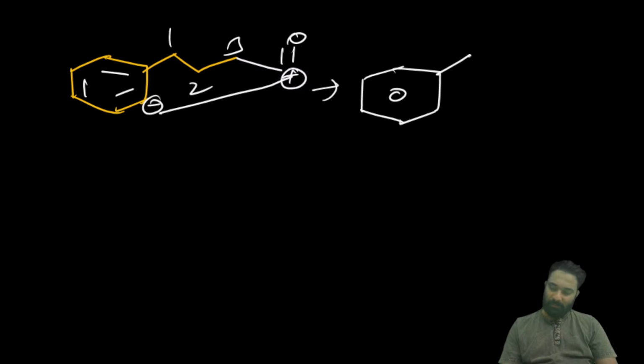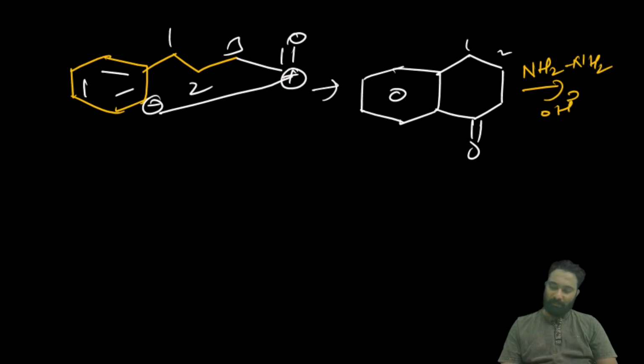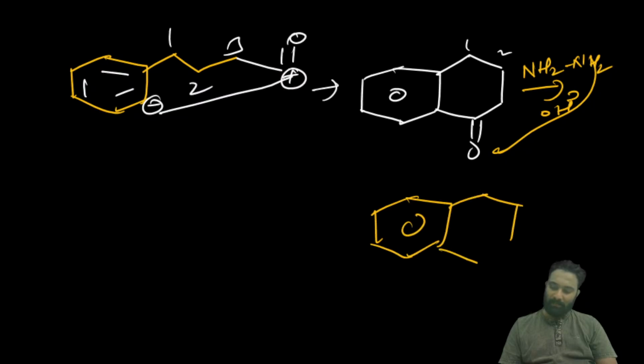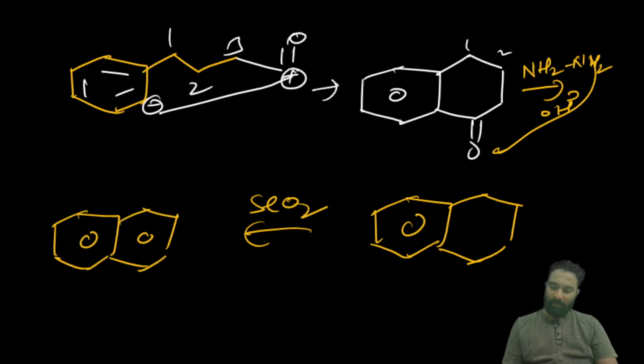This is 1, this is 1 and 2, this is 3, this is 4. We are having this one and this one. Okay, now upon NaNH2 base, what will happen? It will convert it into the alkane. Upon SCO2, it will convert into the naphthalene. Hydrogen aromatization. Good. Naphthalene. Right.